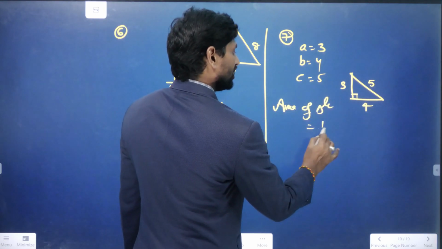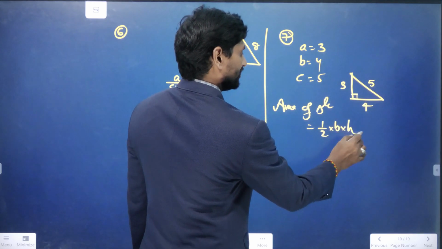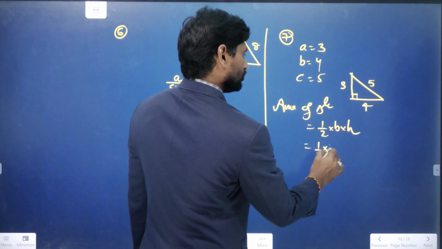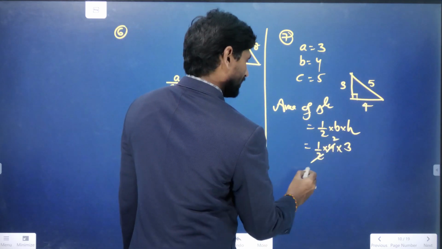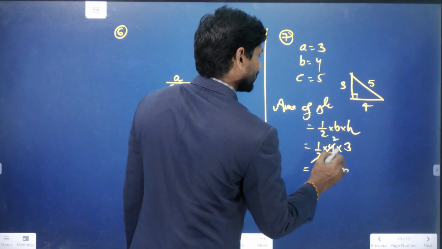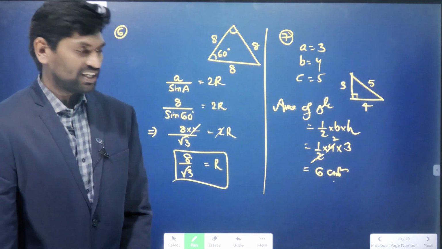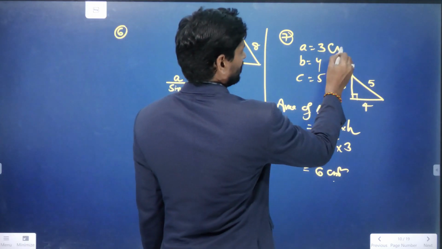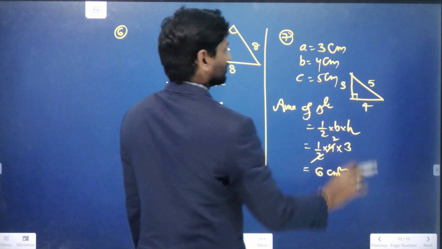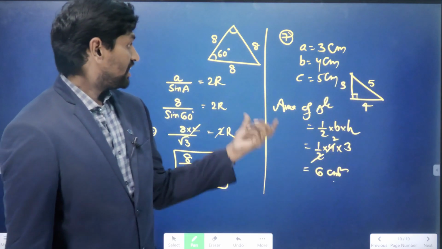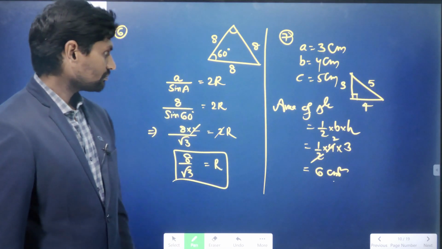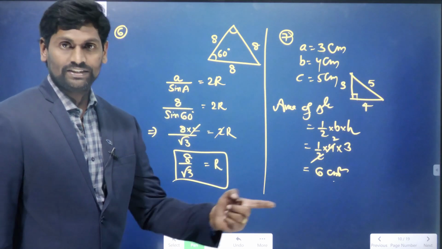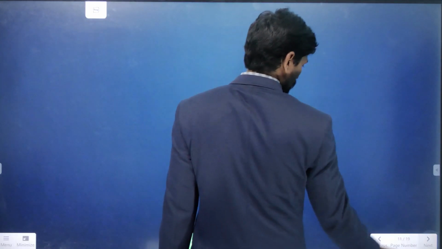The regular formula is half into base into height. So I am considering base value is 4, height value is 3. 2 fours are 8... half of 4 is 2, and 2 threes are 6 centimeters square. Therefore the area of the triangle is 6 centimeters square, because all of the measurements are given in centimeters. If all of them are given in meters, the answer will be meter square. Let us go to the next problem, problem number 8.